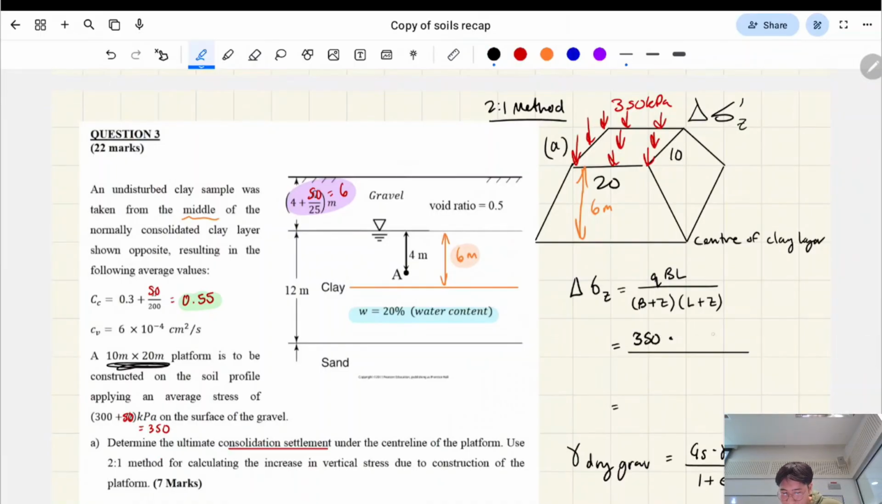Loading 350. This is base times length, right? B is usually what we consider the smaller dimension. You know how I said the platform was 20 meters by 10 meters? B would be the 10 meters one. 20 is the longer dimension, it's usually L.